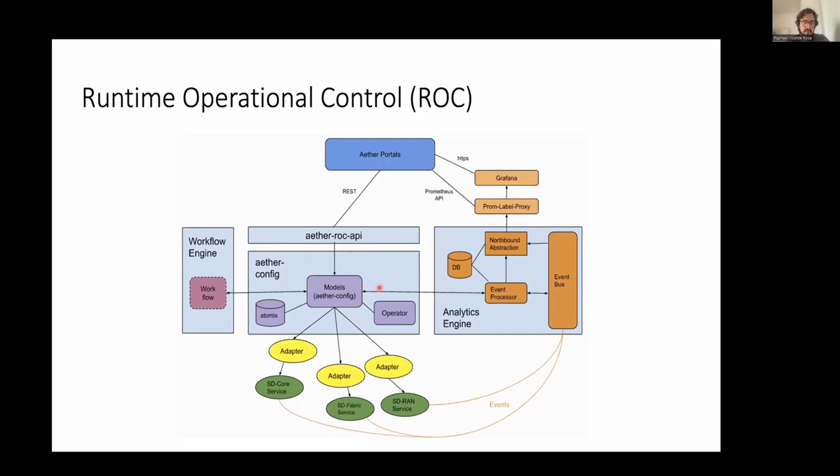And the goal here is that the ROC can program multiple adapters, and each one of these adapters references different models here in the Aether config. And these models enable each one of the adapters to translate the configuration that is triggered by the Aether config into each one of the particular services. Think here that a service in this architecture would be the SD-Core components, the SD-Fabric, or the SD-RAN. So it allows the end-to-end programmability of the components of the Aether architecture.